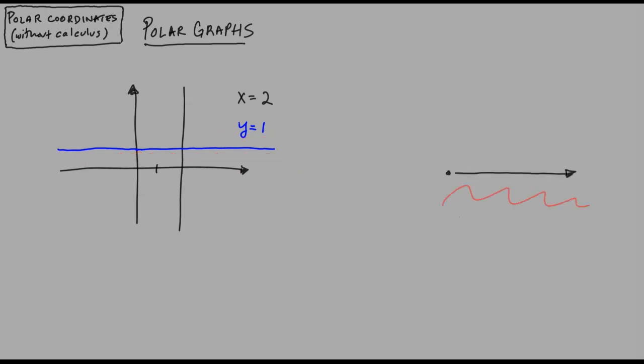If we do the same kind of thing in the polar coordinate system, we might consider the graph of something like r equals 2, where there's no condition on theta, we just want r to be equal to 2.